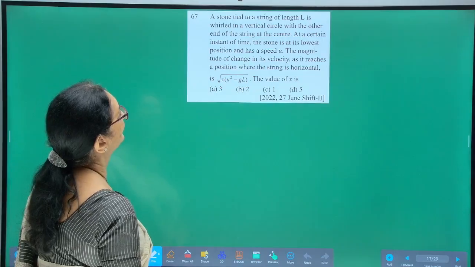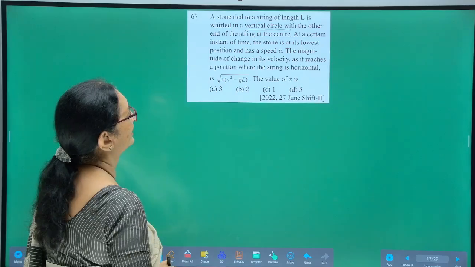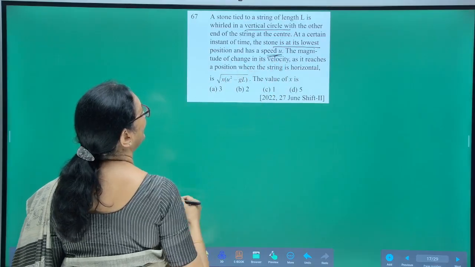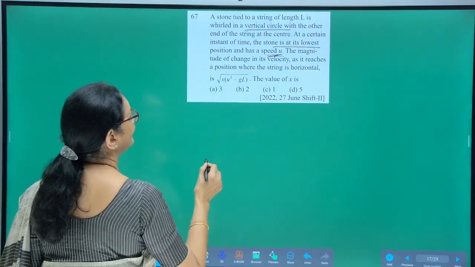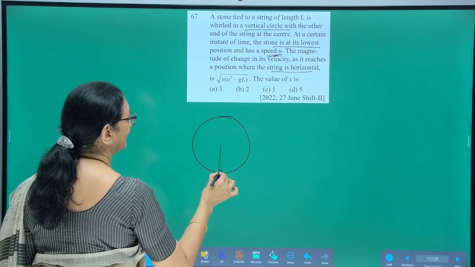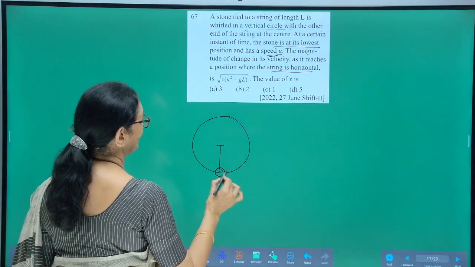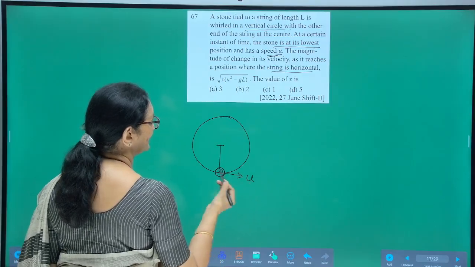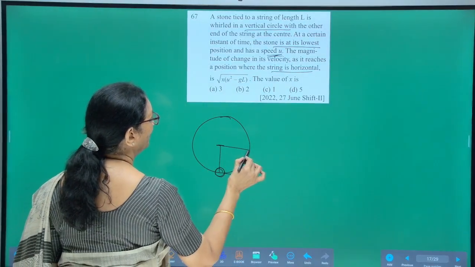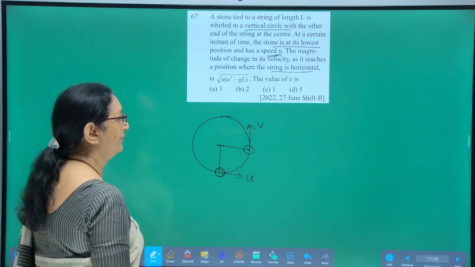A stone tied to a string of length L is whirled in a vertical circle, and the other end of the string is at the center. At a certain instant of time, that stone is at the lowest point and has a speed u. Find the magnitude of change in velocity as it reaches where the string is horizontal. So, a stone tied to a string is whirled in a vertical circle with one end of the string at the center. Velocity is tangential all the time. So, at the lowest point, velocity is horizontal. When the string reaches the horizontal position, at that point velocity is along the vertical direction.